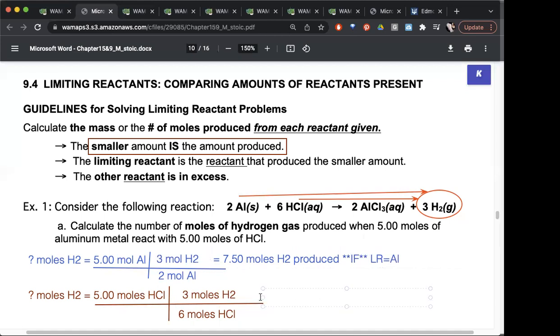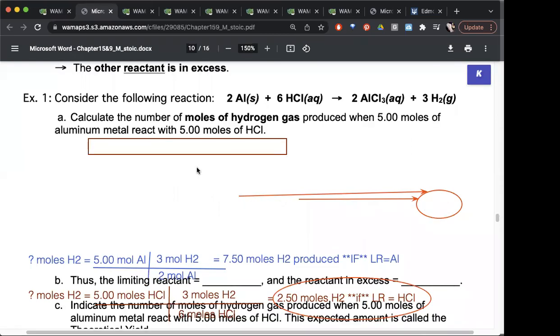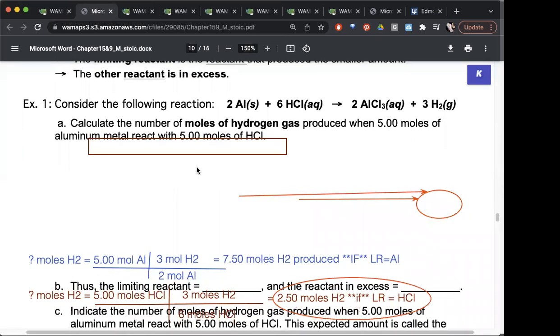All right, let's take a look at the other one. This is going to be 2.50 moles of H2 produced if the limiting reactant was HCl. All right, so we're going to pick the smaller amount. I like to mark this really clearly in my work. Right, so there it is. That means that, let's fill this in.